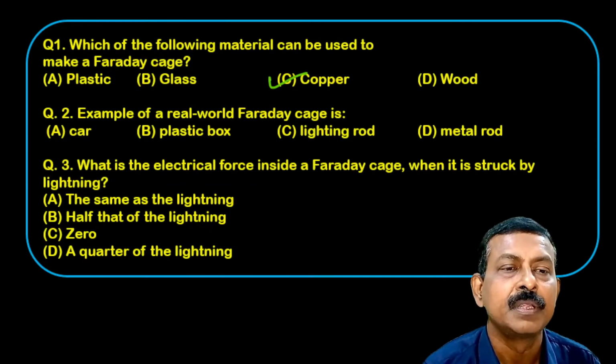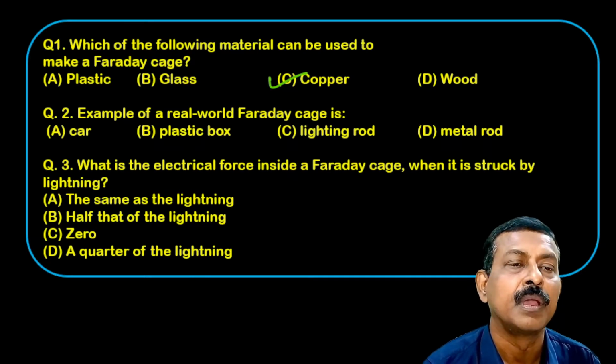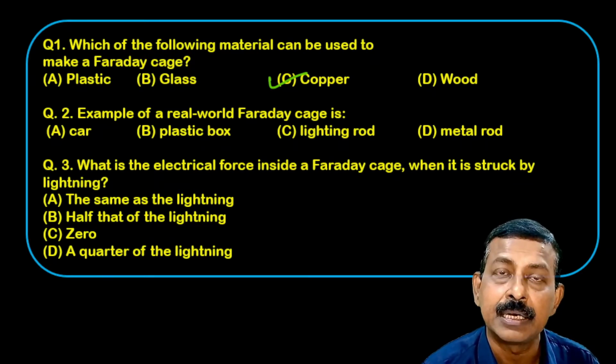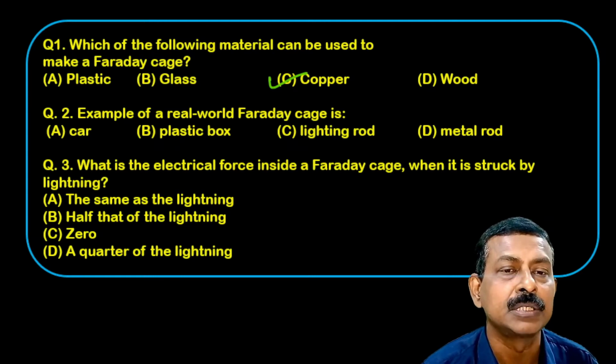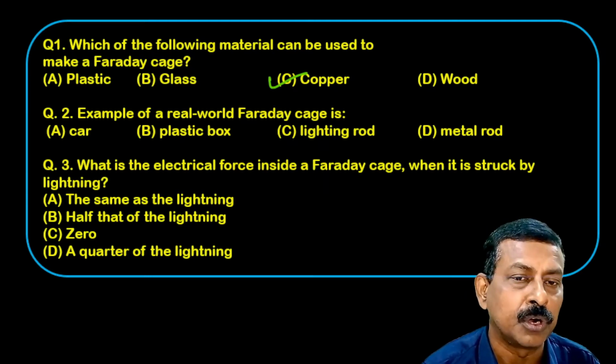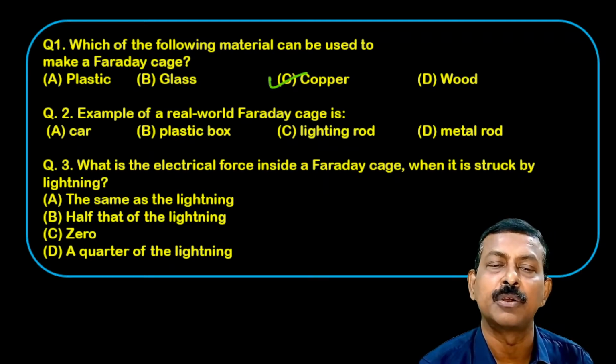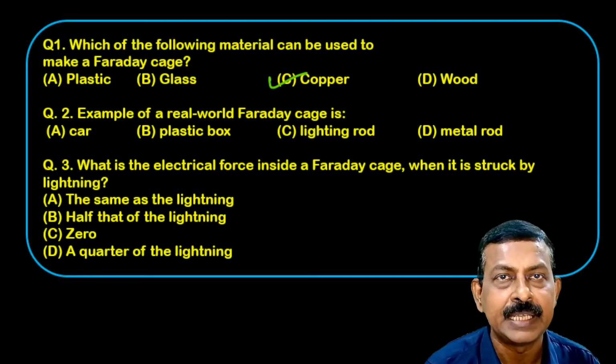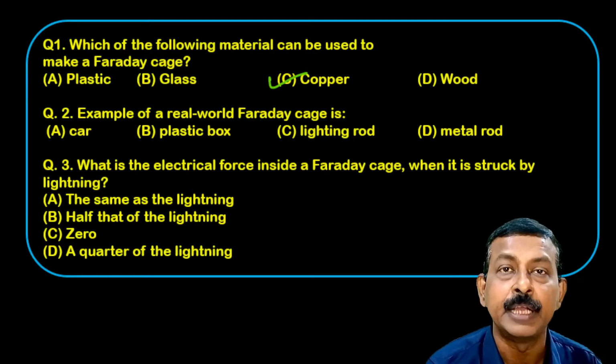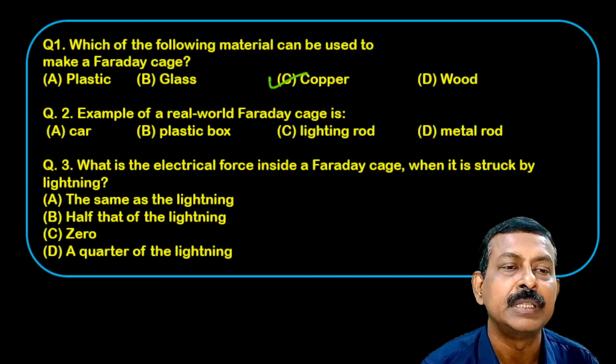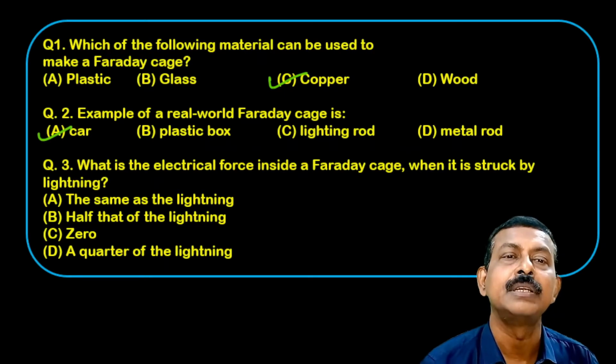Second question, an example of a real world Faraday cage is: first one a car, second one a plastic box, third one a lightning rod, and the fourth one a metal rod. Obviously, a Faraday cage example is a conducting enclosure, so in that case, it is the car which is the correct option.